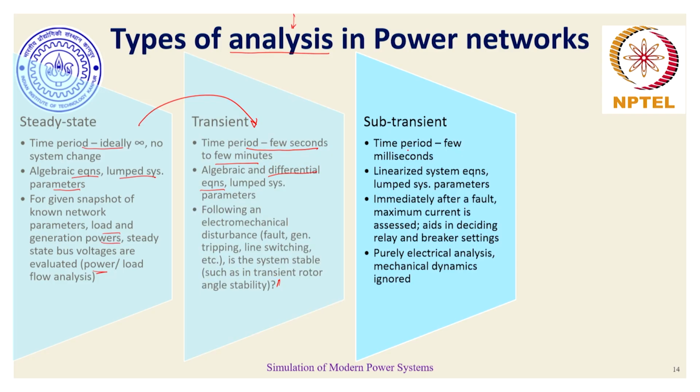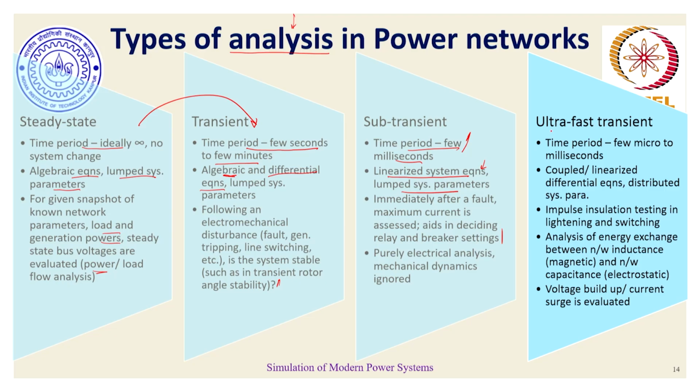where the time window further goes down and we have to model our system more precisely, wherein we use linearized system equations, because the time is so small that if we try to solve a nonlinear algebraic equation, the time would not be sufficient to give us that same number. So we tend to resort to linearized system equations while trying to maintain the lumped system representation, and the idea is to find the breaker currents and the ratings for the relays, and the application is from the fault perspective.